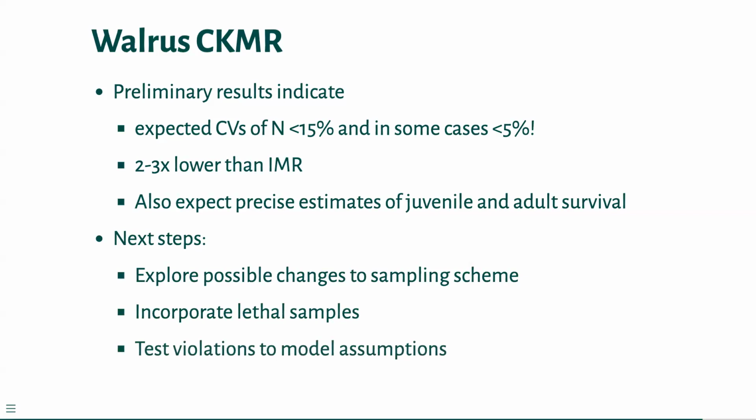And then we're going to use the simulation to test violations to the model assumptions. For example, we've built the model now with no senescence in it. So we assume that females are able to reproduce until they die, but that might not be right. We don't really know for walrus. So we're going to try some simulations where we simulate data where there is senescence and see if that affects our resulting estimates of adult population size.